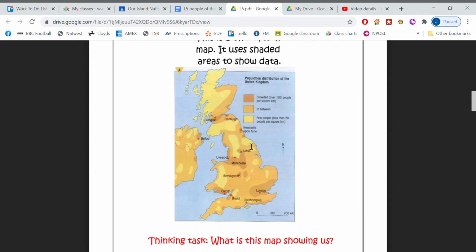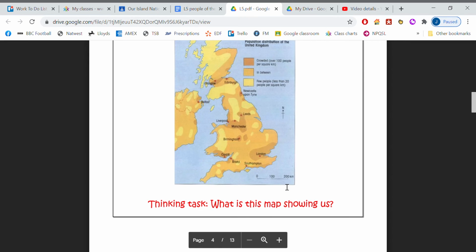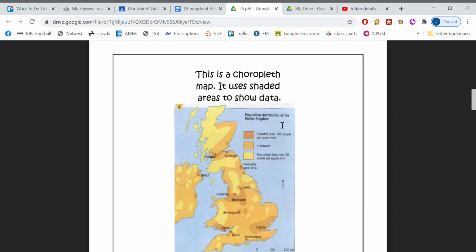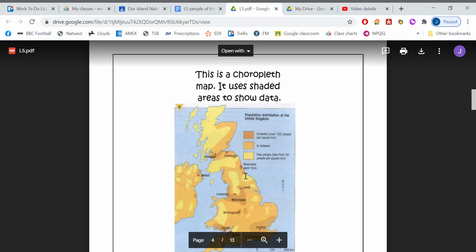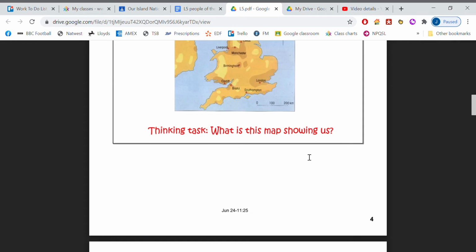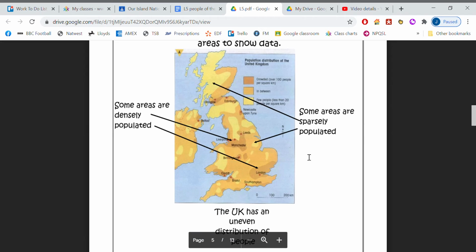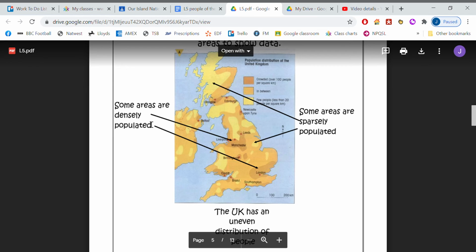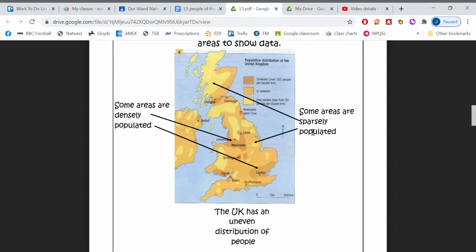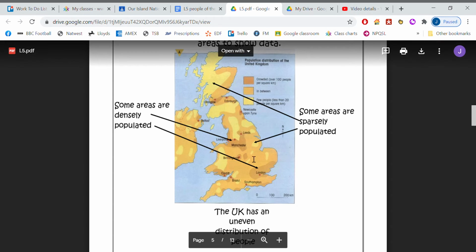So what we're looking at today has to do with this map, which is why we start with it. So I want you to think about what it's showing you. It says here, population distribution of the United Kingdom, crowded in between few people. This is a choropleth map using shaded colouring to show data. And what it's actually showing us here is that some areas, London, Manchester, are densely populated, whereas some areas are sparsely populated. Densely means there's a lot, sparsely means there's not very many. There's few people or it's crowded.